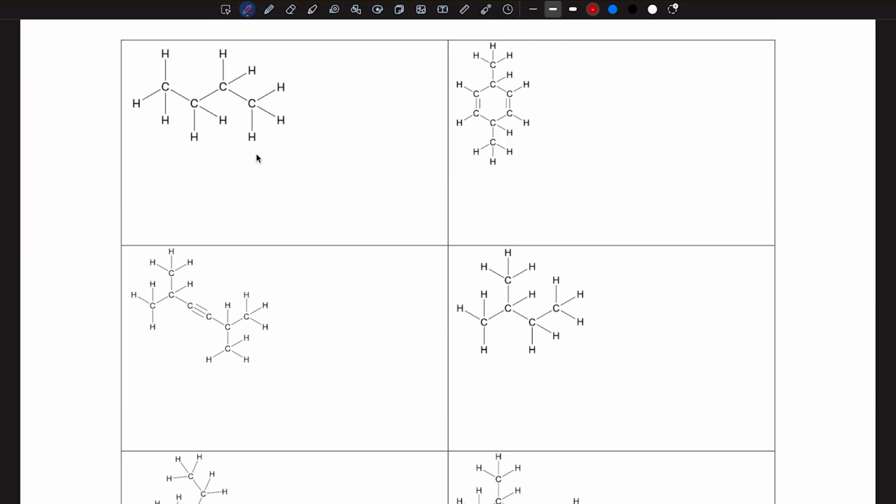The next problem is also not too difficult. We have these 4 carbons in a very straight chain form. Nothing else going on, which means we do have an alkane. And you should be able to get 4 sigma bonds and 0 pi bonds.